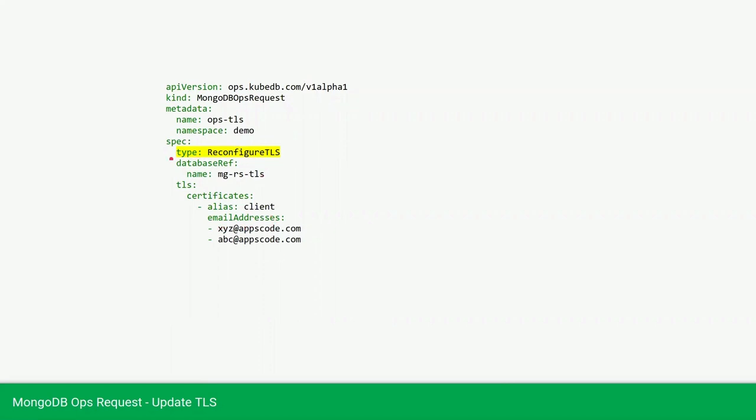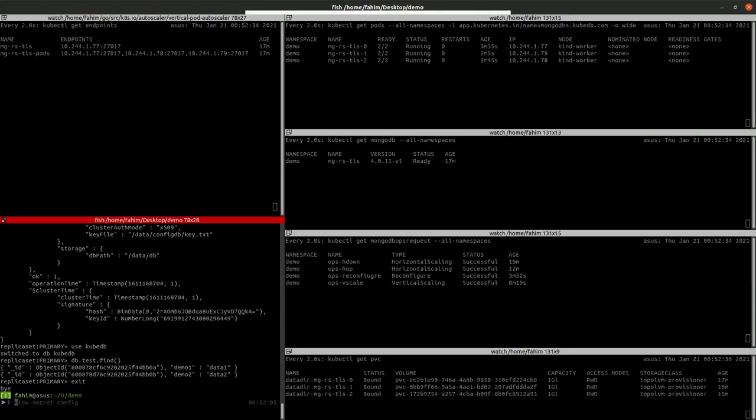So we are providing the type as reconfigure TLS and the database type is the database name. And then in the TLS section, we are providing the certificate. It's the client certificates like this. Okay, let's apply this ops request to ML.